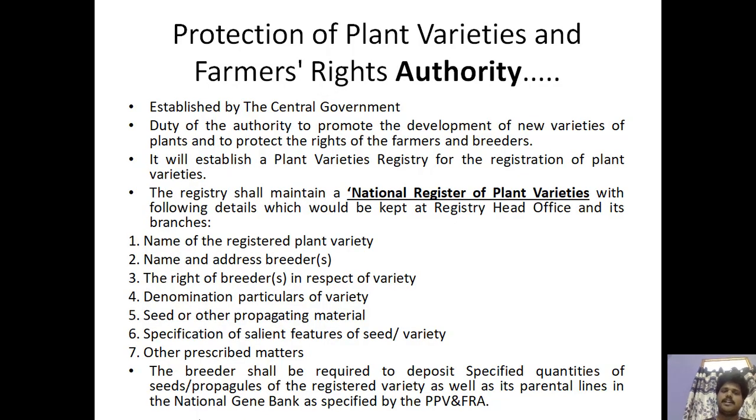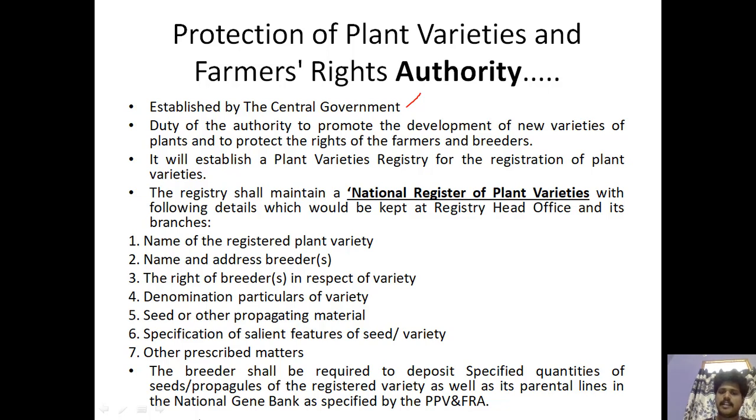Then the Protection of Plant Varieties and Farmers' Rights Act authority. It was established by the Central Government of India. Its duty is to promote development of new varieties of plants and to protect the rights of the farmers and breeders. It will establish a plant varieties registry for registration of the plant varieties.